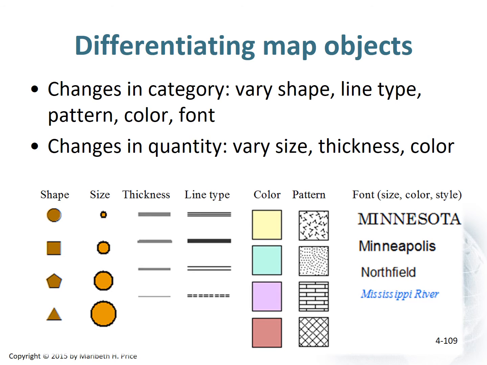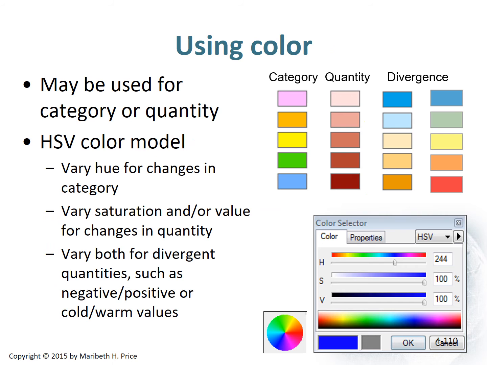Different shapes, different sizes, different thicknesses, different types of lines, different colors, different patterns, different fonts, different size fonts, different color fonts, different styles of font. All these are things that you can use to differentiate how you display or represent data. Color is the most frequently used way to show differentiation. Depending on what you're doing, you might want to go with a single color ramp or a complex multiple.